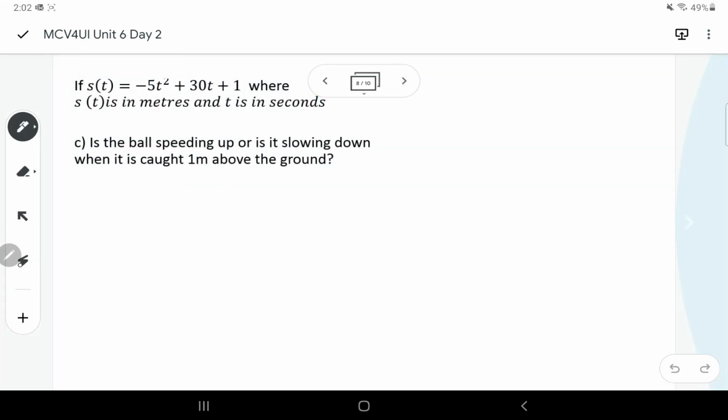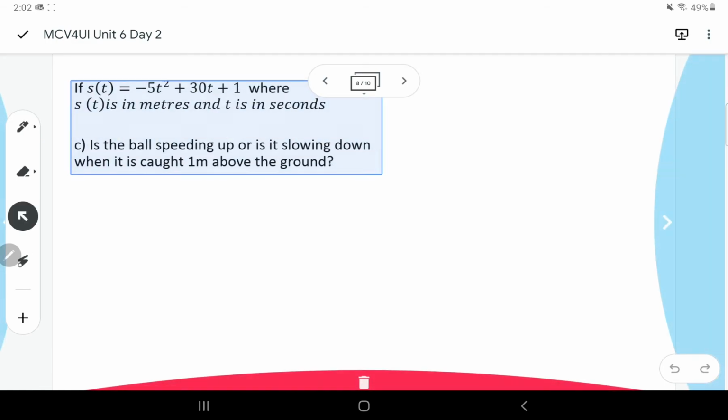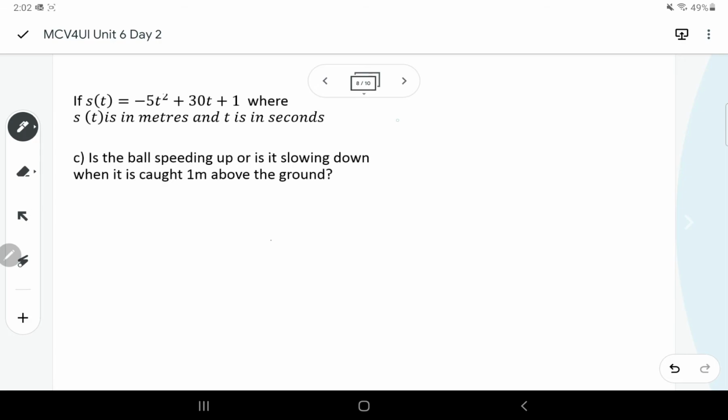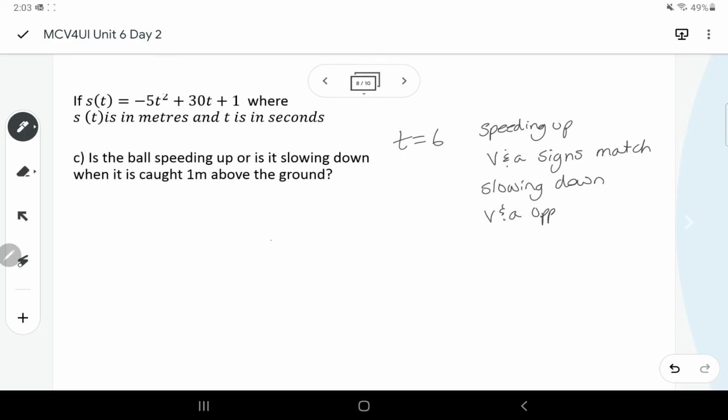Now, is the ball speeding up or slowing down when it's caught? So we know already from the last one that that's at t equals 6. So remember from the first day, speeding up means v and a signs match. So if something's speeding up, the velocity and acceleration have the same sign. If it's slowing down, the velocity and the acceleration have opposite signs.